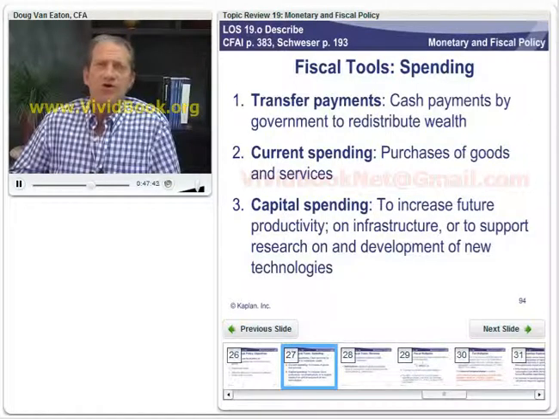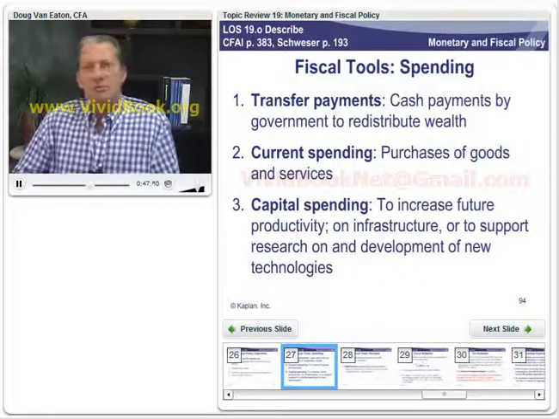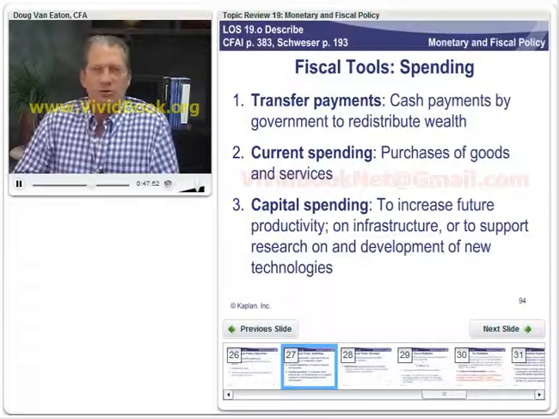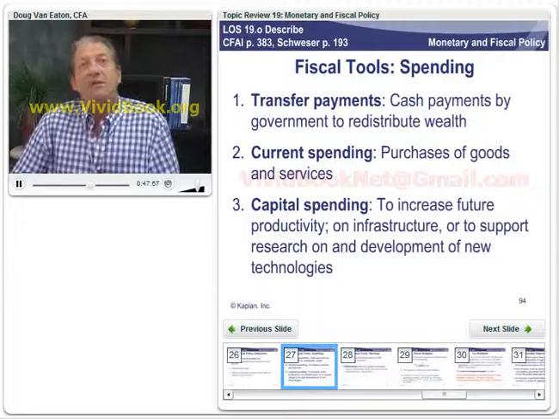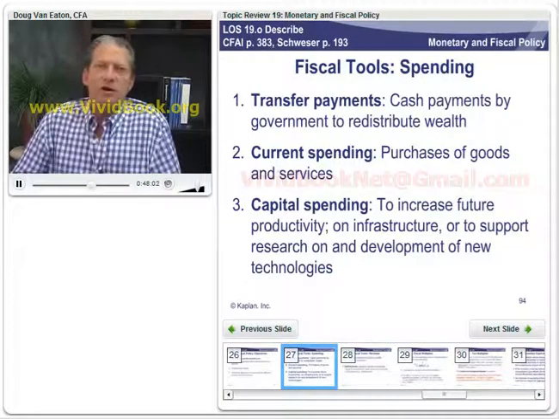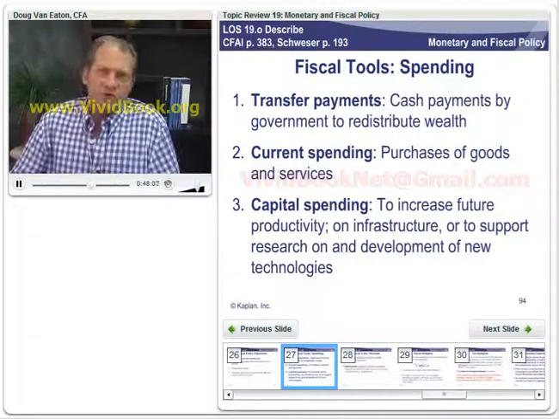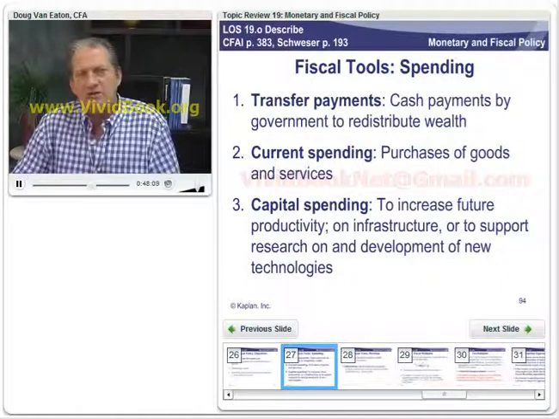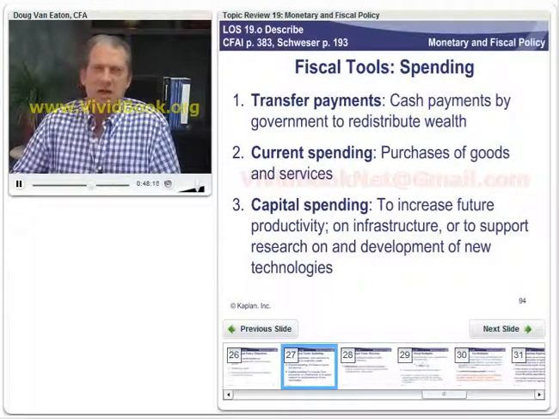So what are the tools they use? Well, one is transfer payments, cash payments by the government to redistribute wealth. Current spending, government purchases of goods and services, whether it's for the military or any other operations of the government. And capital spending increases future productivity. So if they're spending on infrastructure, developing ports, roads, research and development on new technologies. Think of this as investment spending by the government, and their current spending being more of a consumption type expenditure.